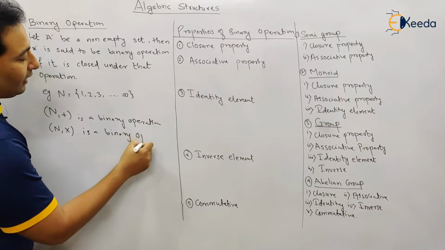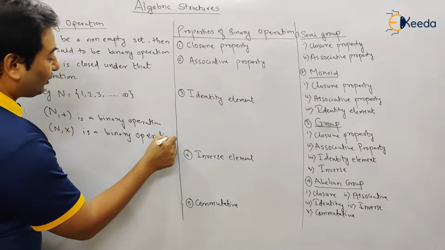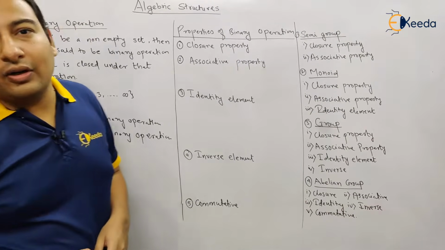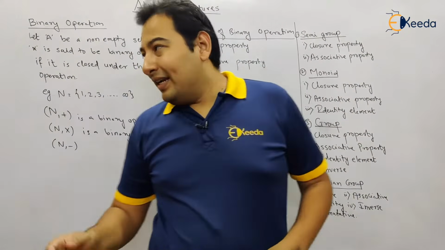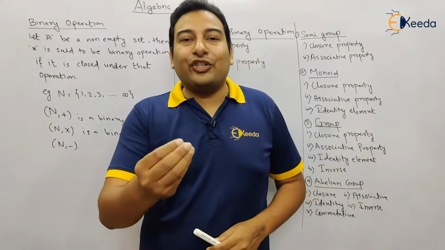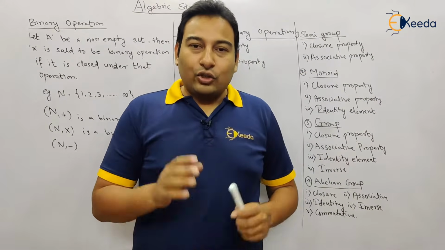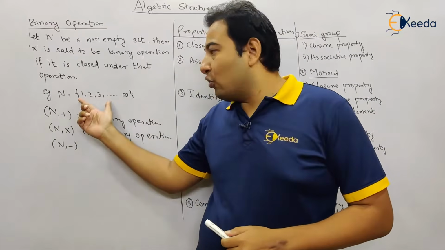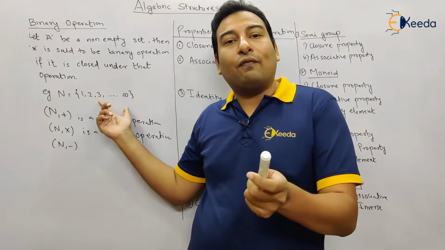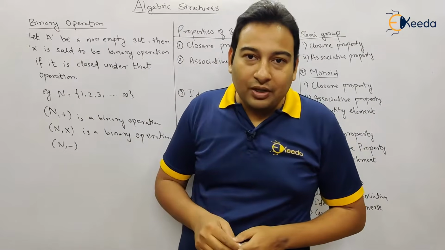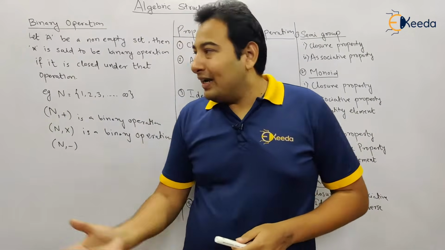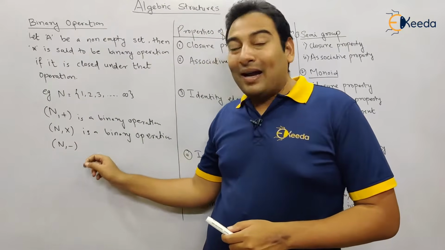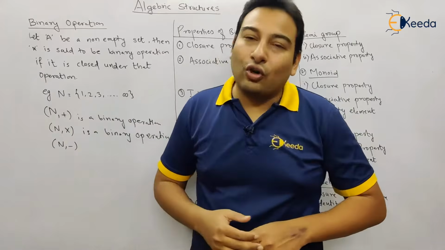Now let me give an example which is not a binary operation. Please tell me, N comma minus, is it a binary operation or not? No. Take any two natural numbers, let's say 2 and 3. If you subtract 3 minus 2, that is okay, because 3 minus 2 is 1, and that belongs to the set. But what if you do 2 minus 3? 2 minus 3 is minus 1, and minus 1 does not belong to this particular set. Therefore N comma minus is not closed, therefore it's not a binary operation.